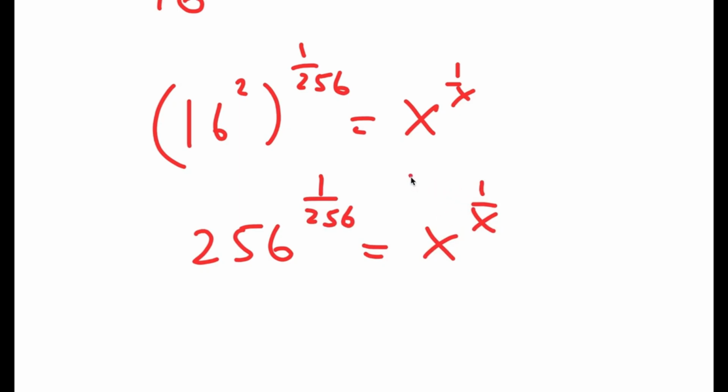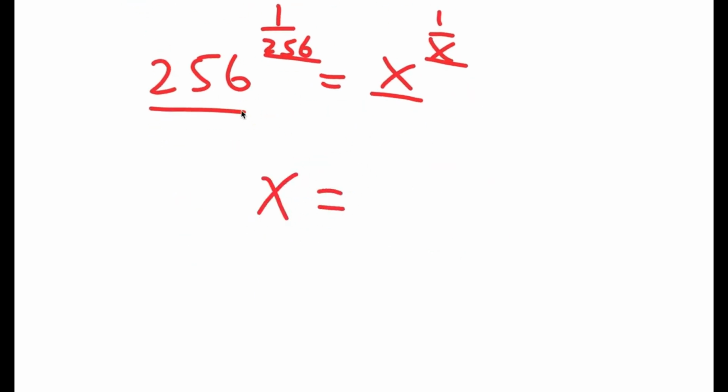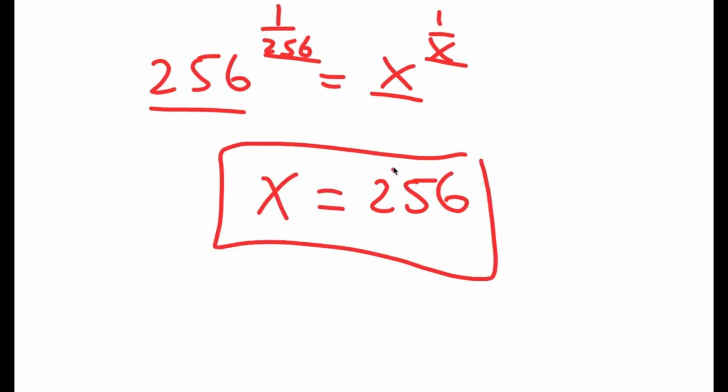So now notice how both of these are in the form some number to the power of that same number over 1. So x is equal to 256. So this is my answer.